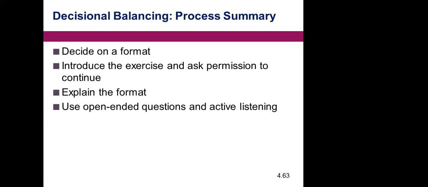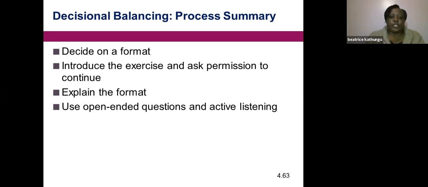So in summary, you need to decide on a format for your decisional balance. What we showed you there is a sample where you have got a matrix of four, so that you have on the one side the reasons to change, on the other side the reasons not to change. And by the way, when we begin this exercise, we usually like to begin with the reasons not to change rather than the reasons to change.